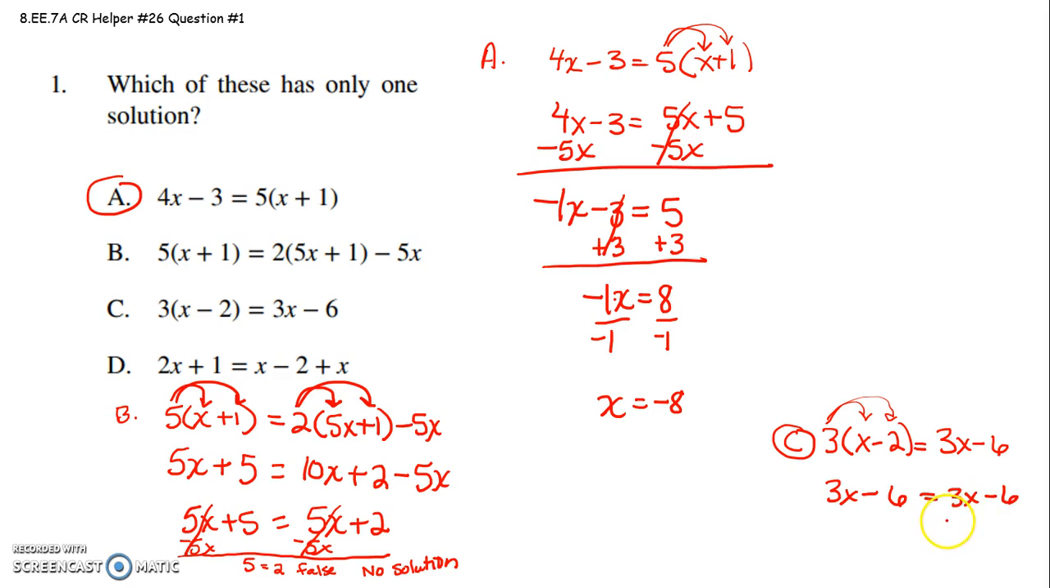Some of you might not see that. You might just go through your process of solving an equation. So you'll say, I'm going to move this 3x to the left side of the equal sign by subtracting 3x on both sides. Those 3x's zero out on both sides, and I'm left with negative 6 equals negative 6. That's going to be a true statement. Every day of the week, negative 6 does equal negative 6. So this would have infinitely many solutions.